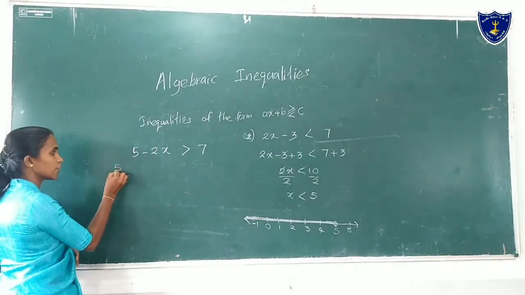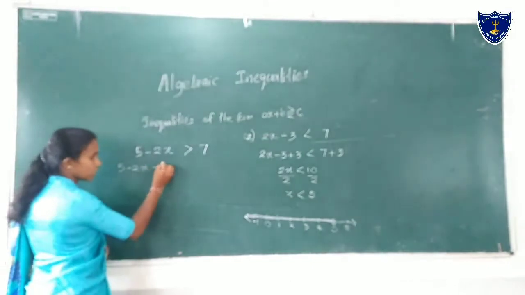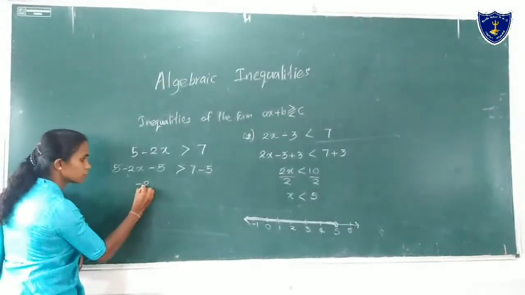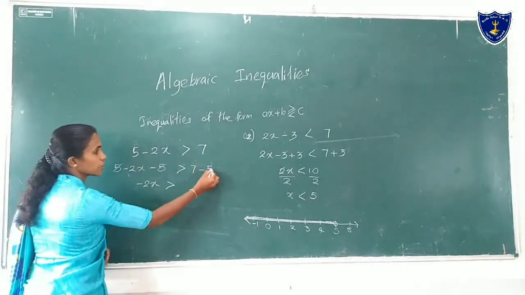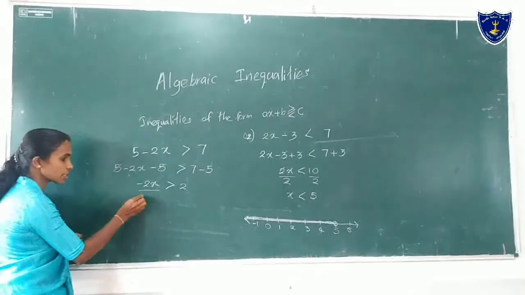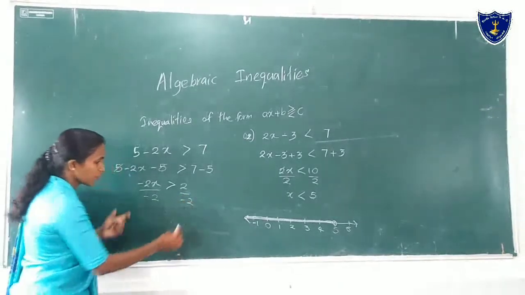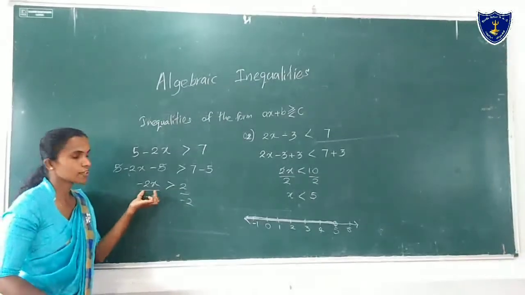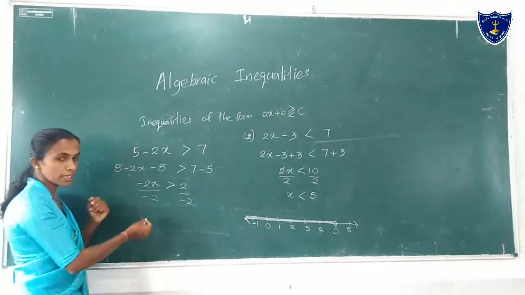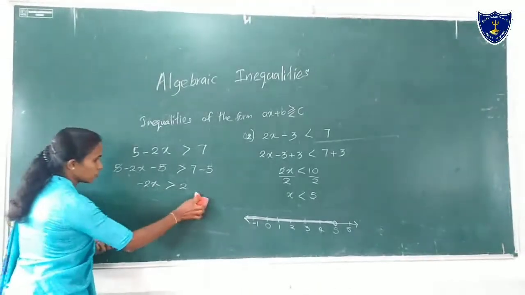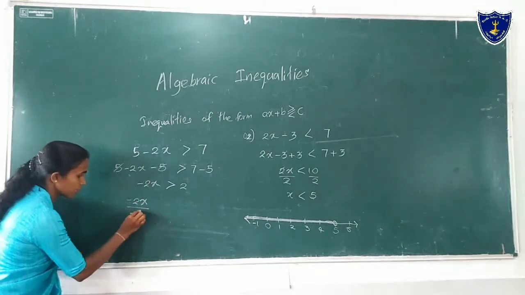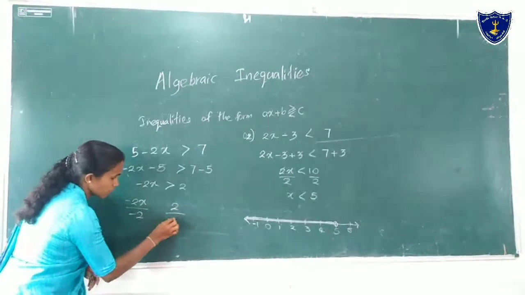So, you have to subtract 5 from both sides of the inequality. Then, −2x > 7 − 5, which is 2. Now, to remove negative 2, you have to divide both sides by negative 2. When both sides of an inequality are divided by a negative number, the inequality sign should be changed.